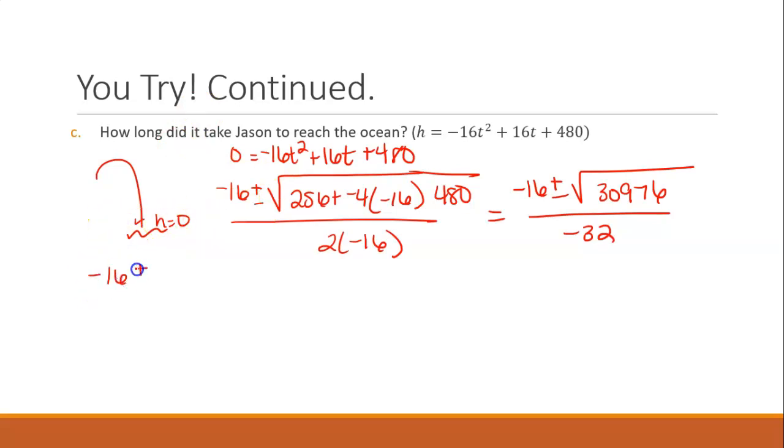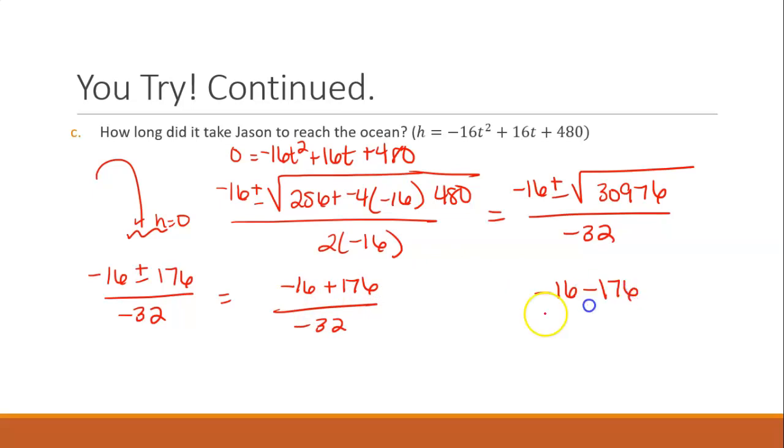So we could have factored this one. I just didn't take the time to do it because the numbers were so big. So it's negative 16 plus or minus 176 divided by negative 32. I'm going to split this up now into two problems. Negative 16 plus 176 divided by negative 32 and negative 16 minus 176 divided by negative 32.